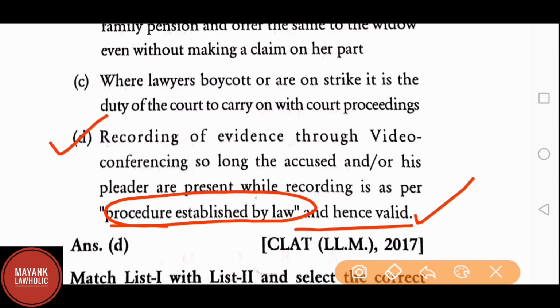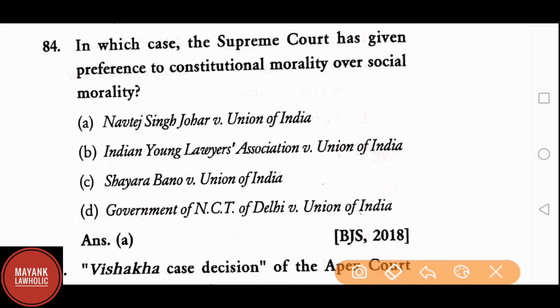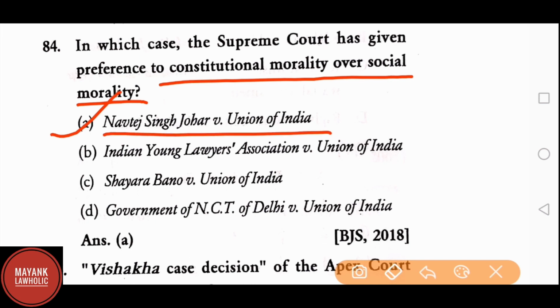The correct answer is D. Recording of evidence through video conferencing, so long as the accused and or his pleader are present while recording, is as per procedure established by law and hence valid. Question number 84. In which case has the Supreme Court given preference to constitutional morality over social morality? Answer is A. Navdeep Singh Johar versus Union of India.